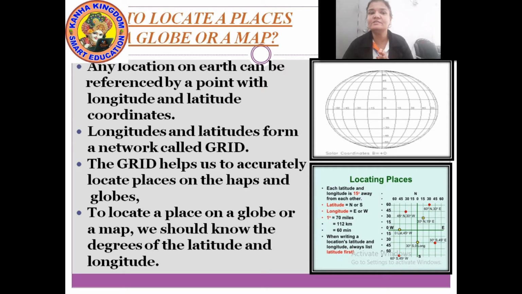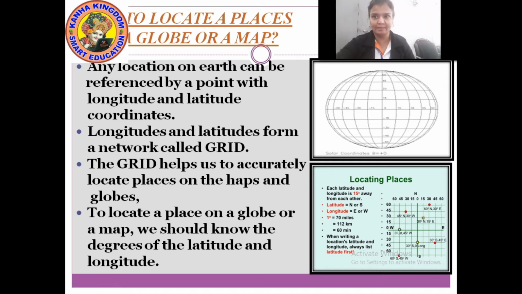When writing locations, latitude and longitude, always list the latitude first, because I told you longitude is measured in time. So this is the way you can locate places. In the next part, we will discuss what a grid is and how it is formed. Let's move to the next.